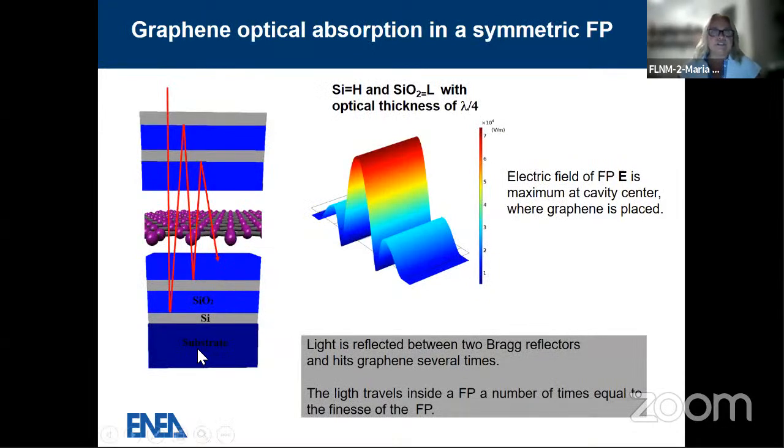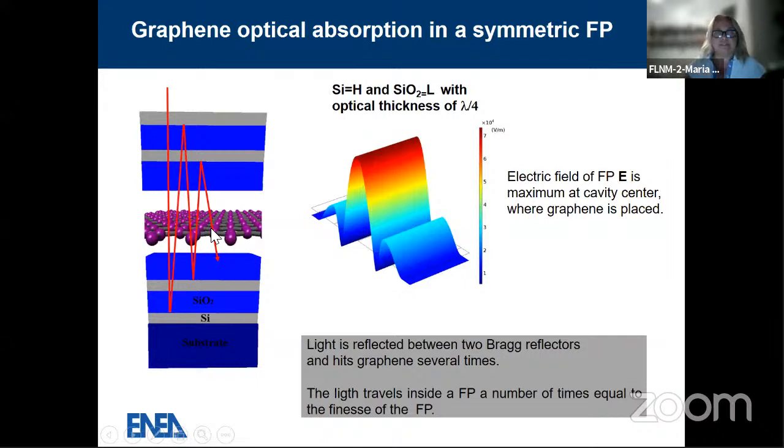This is the first structure that we have investigated. This is a symmetric Fabry-Perot. I remind you that it consists of 2 reflecting mirrors, separated by an optical cavity. If we insert graphene in the cavity where the electric field is maximum, we can have a higher enhancement of the absorption. As we can see, the light hits graphene several times.